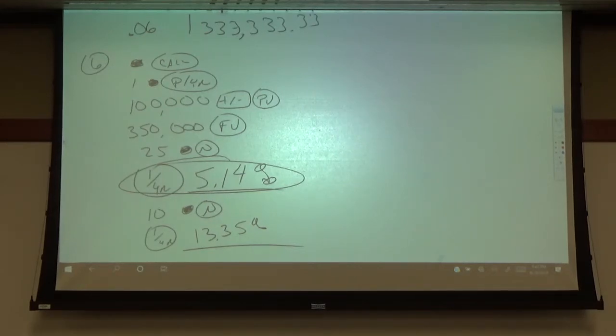The shorter the time you can hold something, the better. Time is money, simple as that. All right, moving forward.